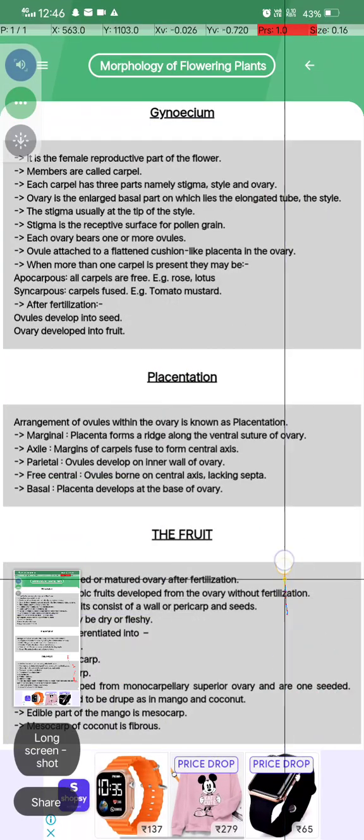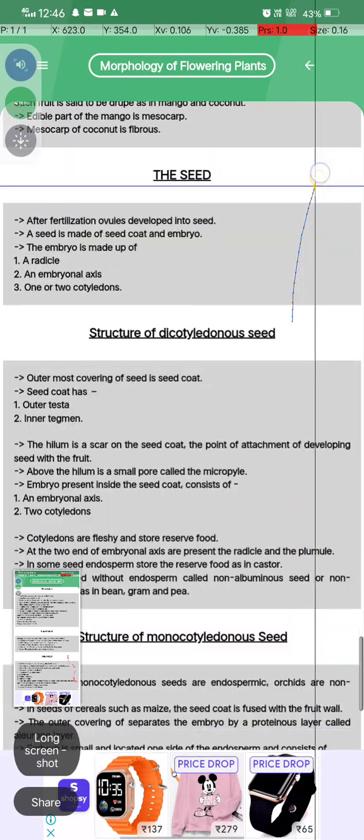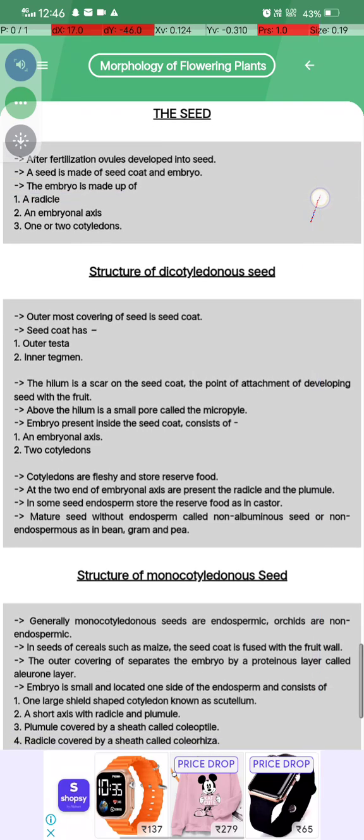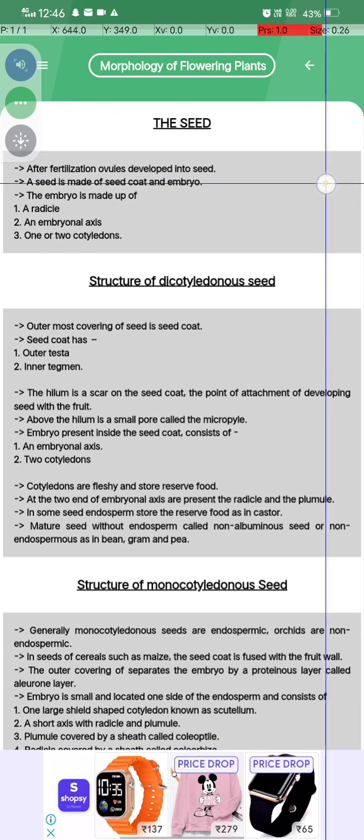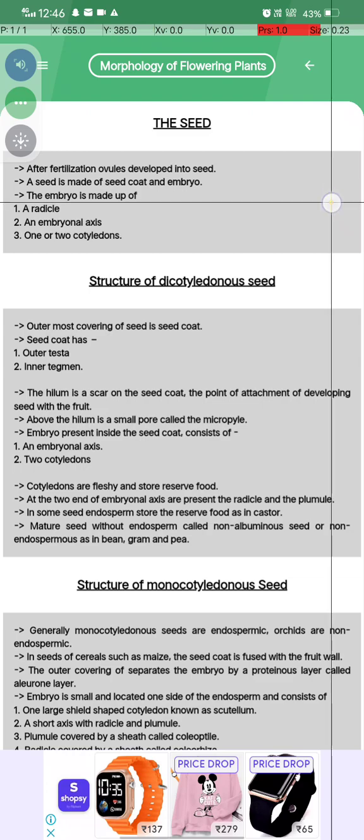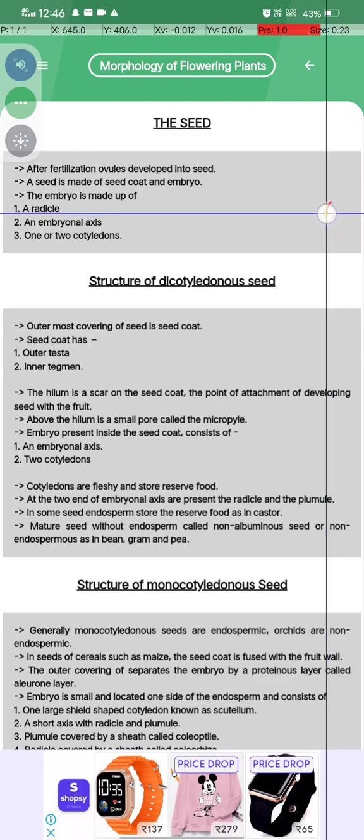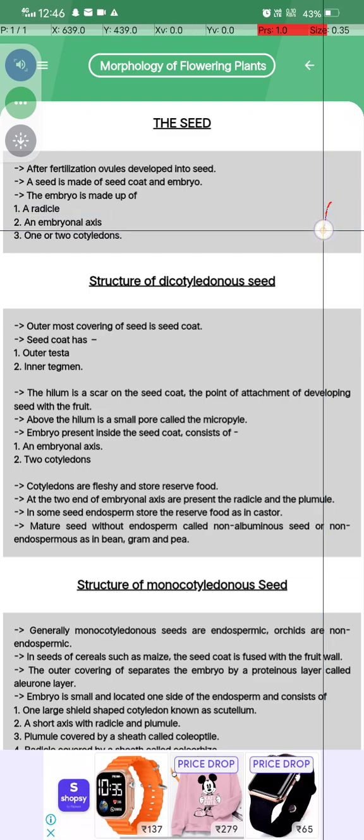Take a photo of this. Now let's learn about the seed. After fertilization, the seed is made up of the seed coat and the embryo. The embryo is made up of the radicle, the embryonal axis, and one or two cotyledons.